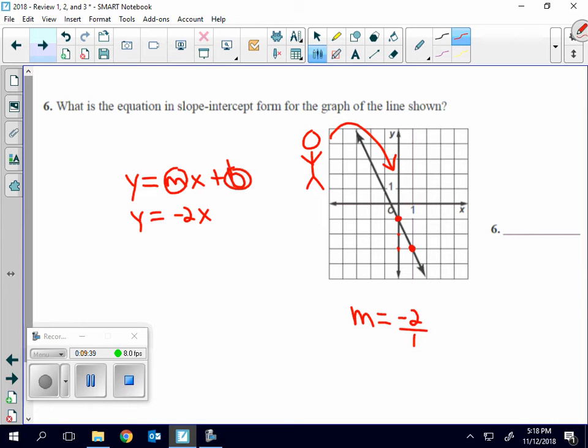Now we need to find the y-intercept. Where does it hit this y-axis? Right here. It hits it right there. That is at negative 1. So that's on your answer line. Y equals negative 2x minus 1.